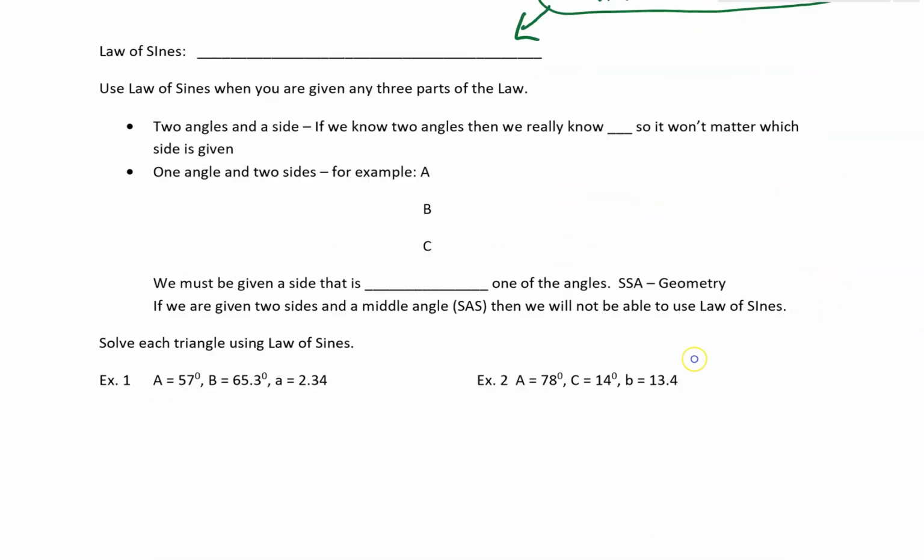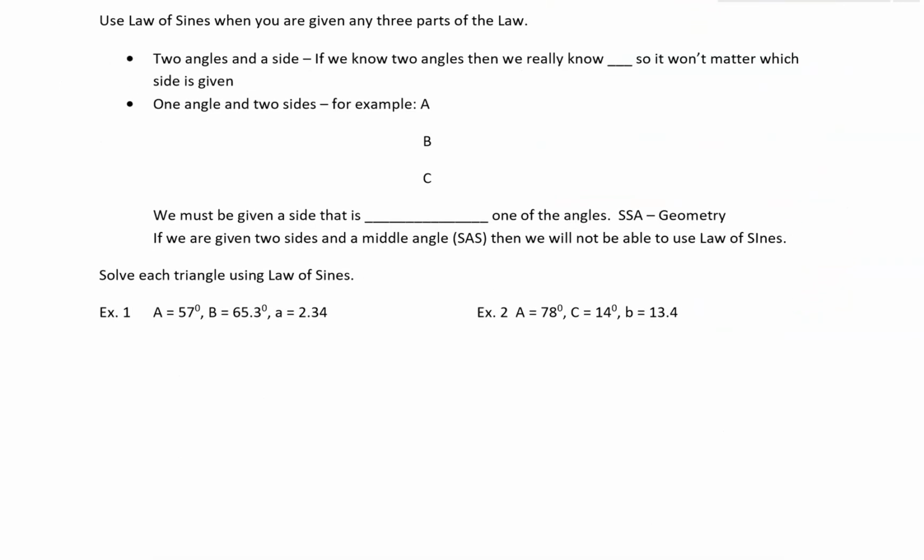It says here that we're going to use the law of sines when you're given any three parts of a triangle. So here's the first one. Two angles and a side. Now, it's not saying the included side, just two angles and a side, which means angle, angle, side. If we know two angles, then we really know three, so it won't matter much which side is given in this problem. So hopefully we understand that, whether it's the included or the excluded, doesn't make any difference.